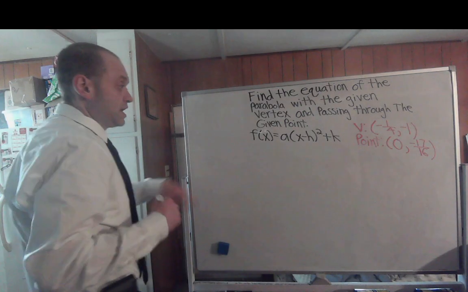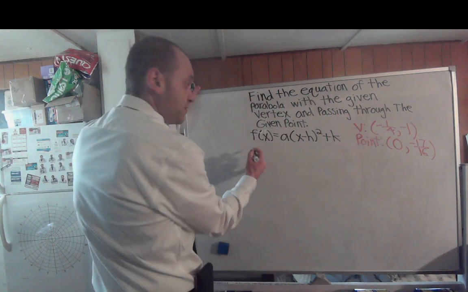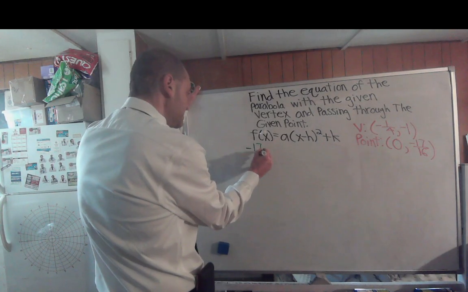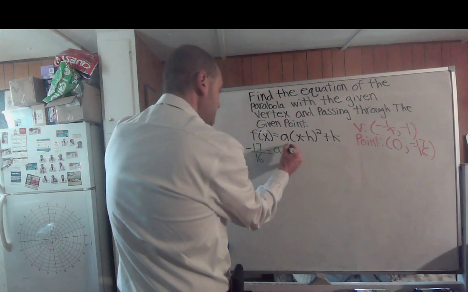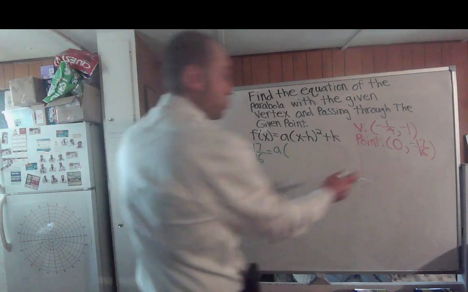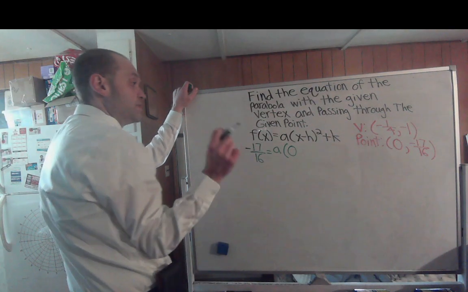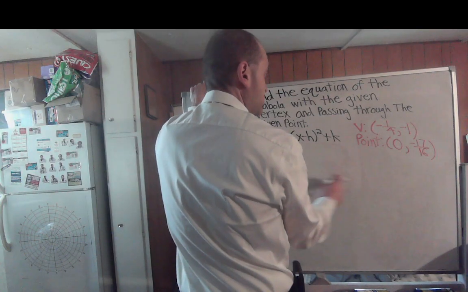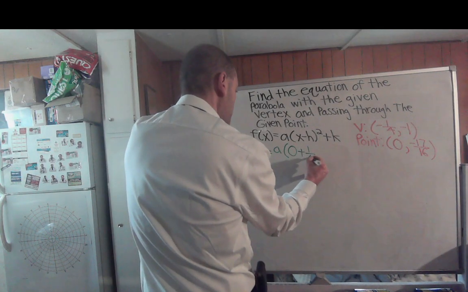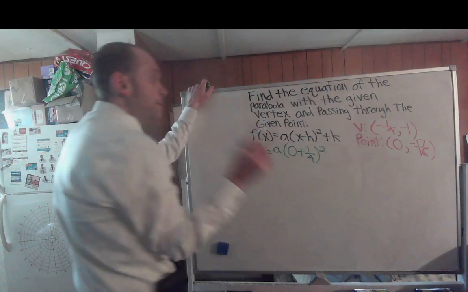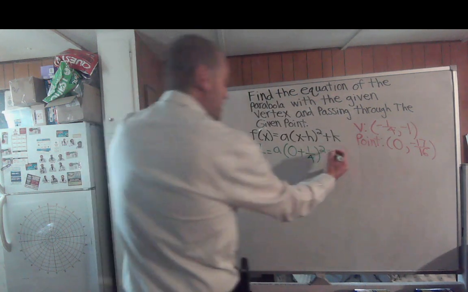So f of x is y, so put in that y coordinate of the point it passes through for that f of x, you would get -17/16 equals the a, which we don't know yet, times the quantity of that x coordinate of the point is 0 minus the x coordinate of the vertex, minus 1/4 is actually plus 1/4 squared, plus the y coordinate of the vertex, which would be -1.